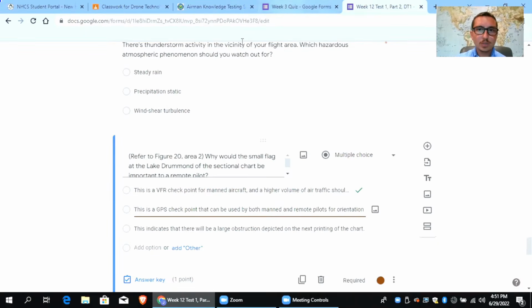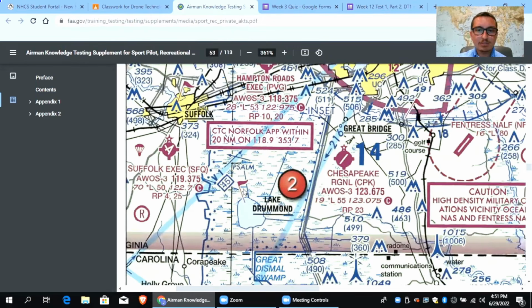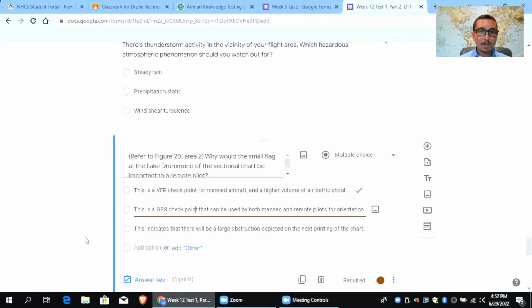So area 2. And this little flag is saying this is a VFR checkpoint, so visual flight reference checkpoint. If you're flying an airplane and you're not using instruments, you're using your eyes, then you might see that flag and it's a checkpoint area. So you might see more planes in that area, and it's just kind of letting you know as a drone pilot. This is a question that's actually really useful for us drone pilots. Hey, there might be more manned aircraft in this area. Just be careful, okay? That's what that one's saying.